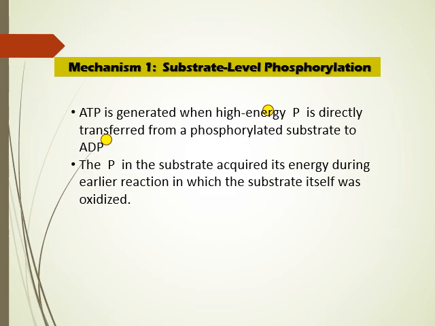The first mechanism of phosphorylation is the substrate level phosphorylation. It is when ATP is generated when a high energy free phosphate is directly transferred from a phosphorylated substrate to ADP. So the phosphate from one molecule is transferred to ADP. Now you have the molecule of ATP, and the phosphate in the substrate acquired its energy during the earlier reaction in which the substrate itself was oxidized.